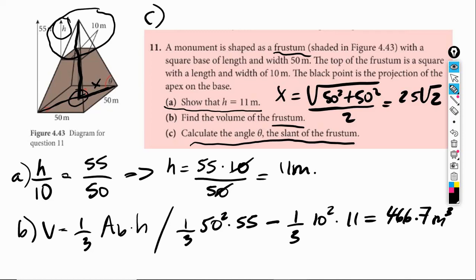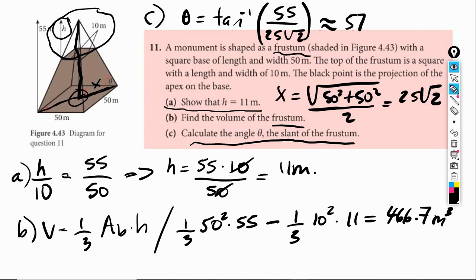So the angle theta would be then equal to the inverse tangent of the opposite side over the adjacent. So the opposite side we know is 55, so it would be inverse tangent of 55 over 25 square root of 2. So if we plug that into the calculator, it'll give us approximately a total of 57.3 degrees to 3 significant figures.